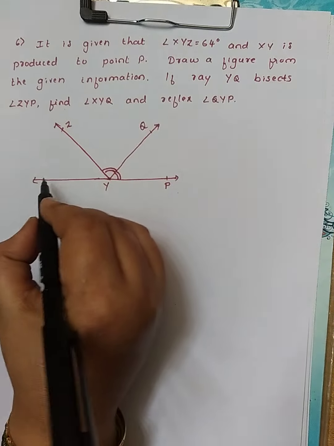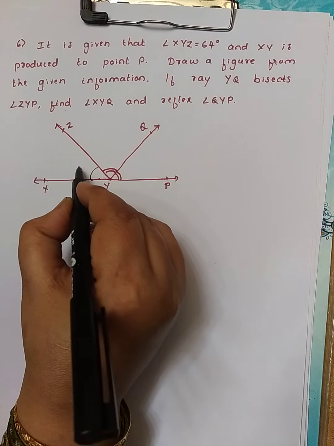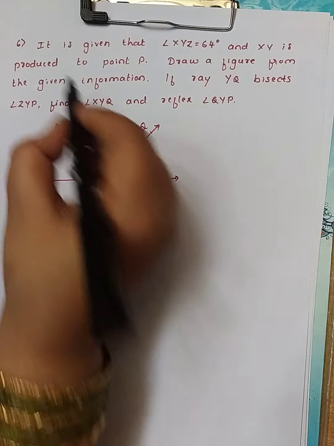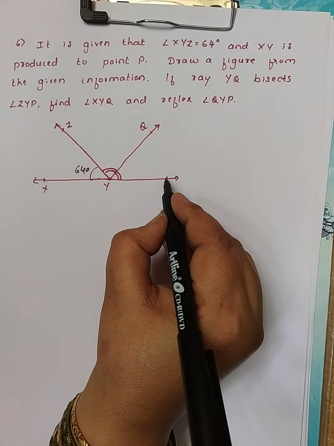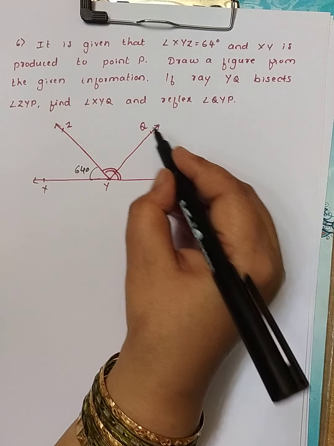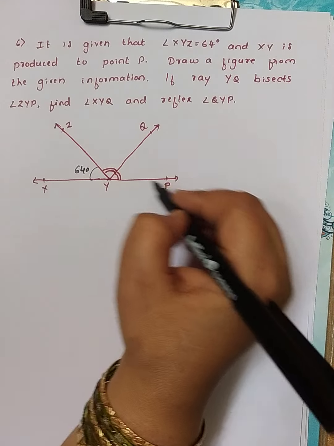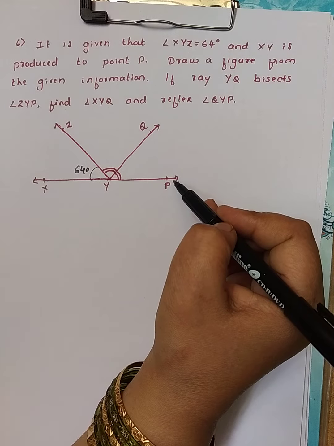See here, we have drawn a figure XYZ, that is 64 degree. Then XY is produced to the point P here. And if a ray YQ, this is YQ, it bisects the angle ZYP. Bisects means it divides the angle ZYP into two parts. That is ZYQ equal to QYP.